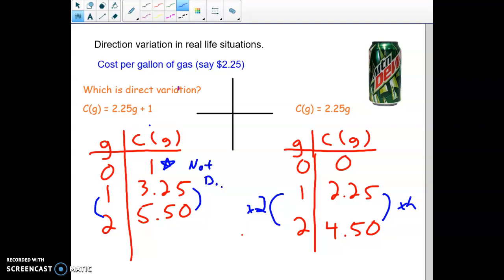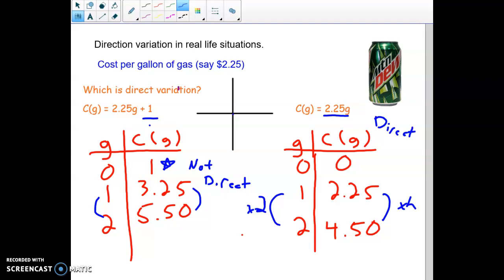Okay, versus the one where you buy only gas is direct because it's an exact proportional relationship and the whole cost is just $2.25 times a gallon. There's no other additional $1 cost, right? So as an equation, this looks like a line that has a slope without any y-intercept.